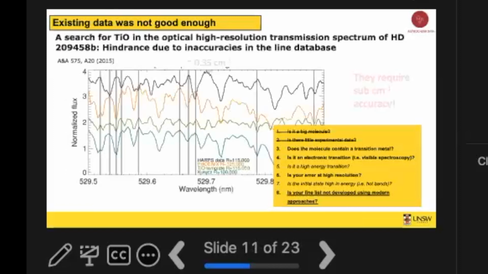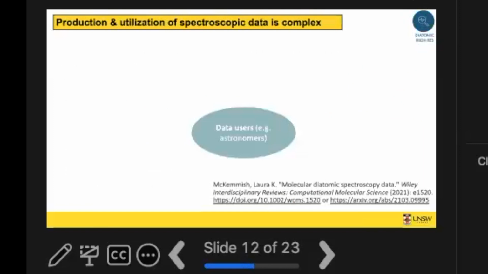So in the case of this data here, it was a transition metal, titanium oxide. It was electronic, so those are a lot harder for us to model than vibrational transitions. So for chemistry, when you go into the visible or UV, it was high resolution. In particular, the line list they were using was developed in about 1998 and didn't use the modern techniques. So what are the modern techniques?